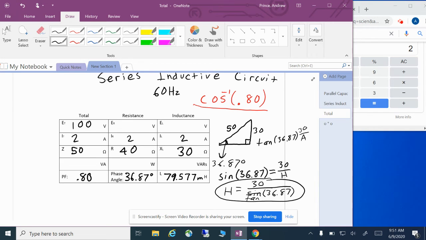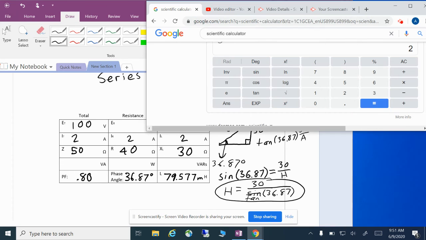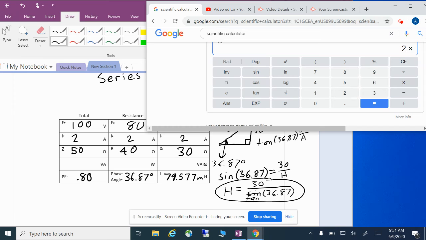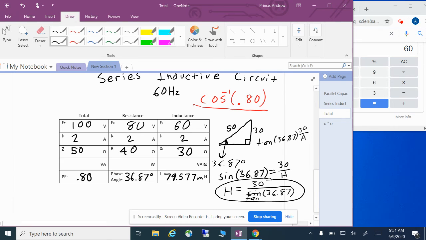So let's solve for the resistance drop, voltage drop across the resistor, which is going to be the current of 2 times the 40 ohms. That's going to give us 80 volts. And the 2 times 30 ohms is going to give us 60. And so we have a voltage drop of 60 and 80.